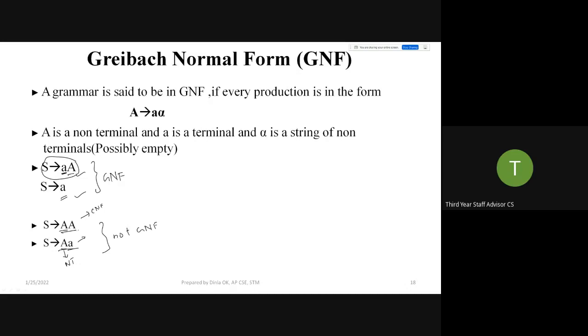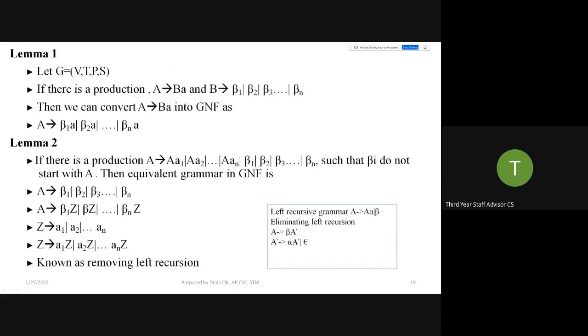Clear? Did you understand? Am I audible?